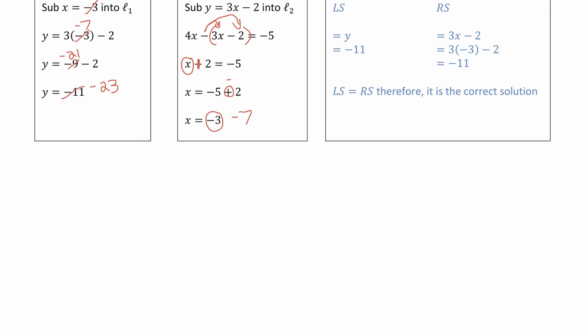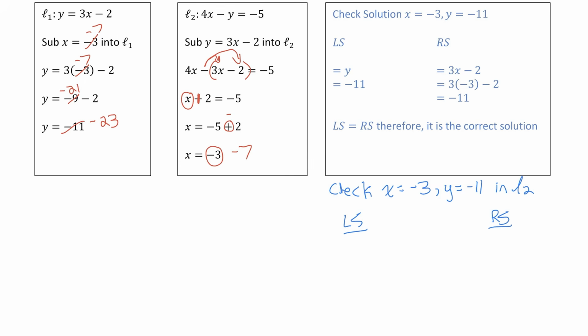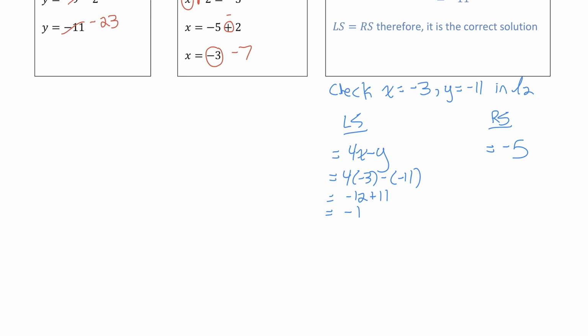What they should have done is they should have also checked in line 2. And if they checked in line 2, the left side of line 2 is 4x minus y, and the right side is negative 5. So if we sub the solution in, 4 times negative 3 minus negative 11, I get negative 12 plus 11, which is negative 1. Notice the left and right sides are not equal. What does that mean? That means that negative 3, negative 11 is not on line 2. So negative 3, negative 11 can't be the answer to this linear system. Yes, that point is on line 1, but it's not on line 2. So that means those lines could not intersect there.